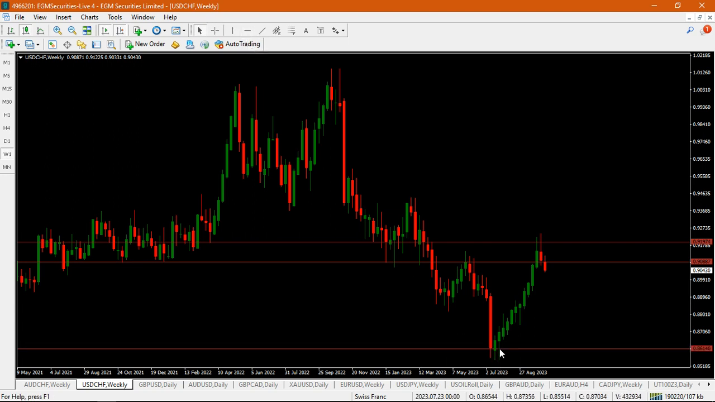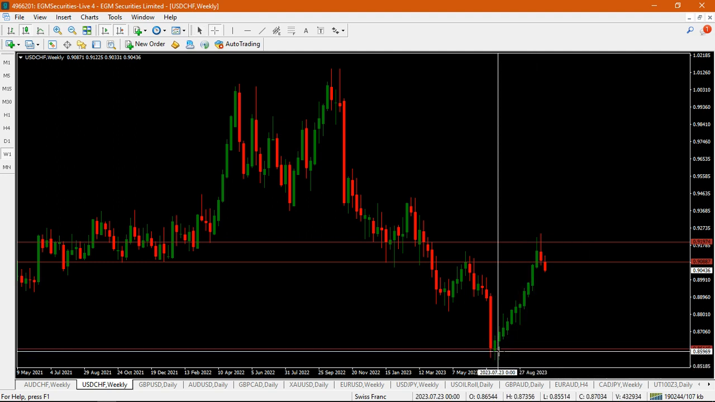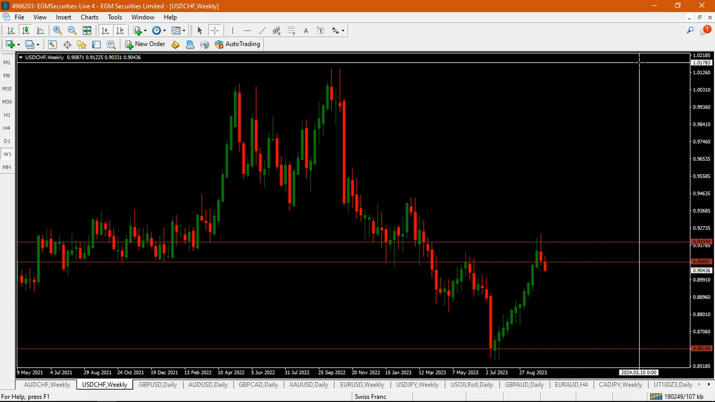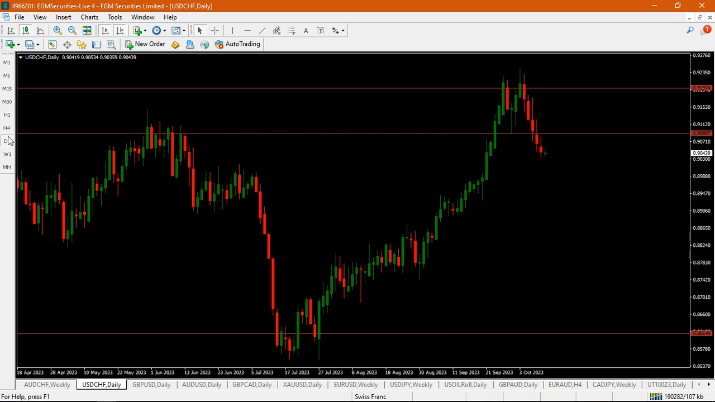So maybe this is where we're going to put our take profits, because you never know if this level right here will be the one to turn the market or turn the direction. So what we do is just put our take profit right there and our stop loss just above this level right here. So we can now go to the daily chart to look for an entry.